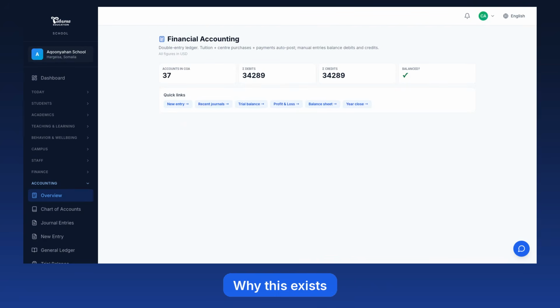Everything you have seen in finance so far, the invoices, the payments, the settlements, is the cash face. Underneath it is a full double-entry ledger, and this suite is it. You rarely need to touch it day to day, because every invoice and every payment posts a journal here automatically. It exists so the books are real books, balanced, auditable, and exportable.